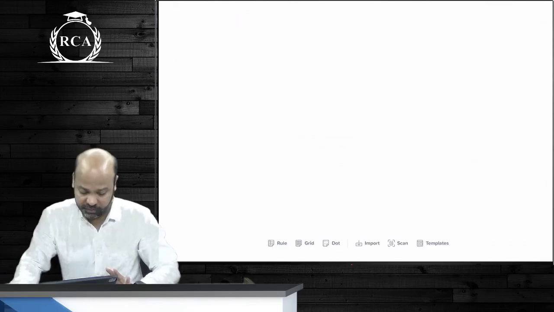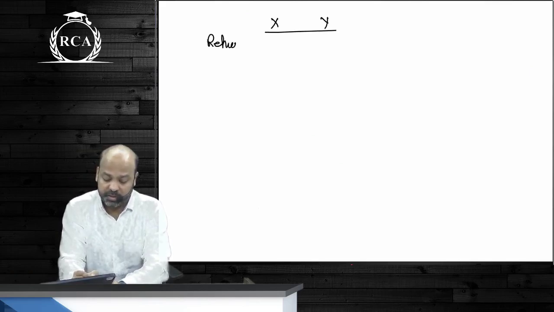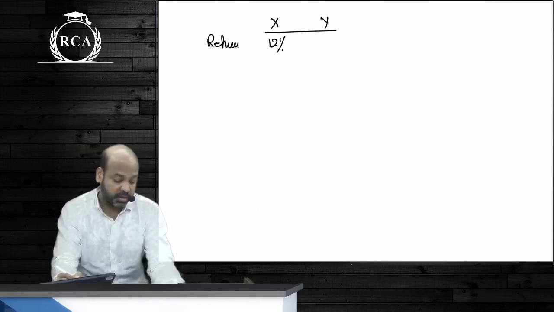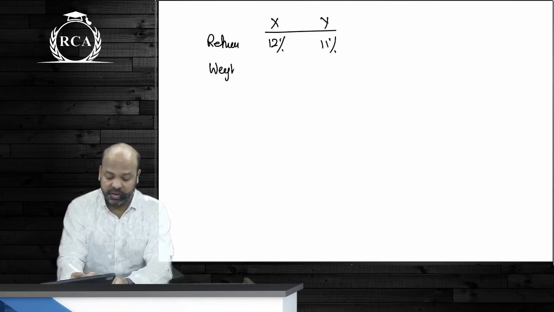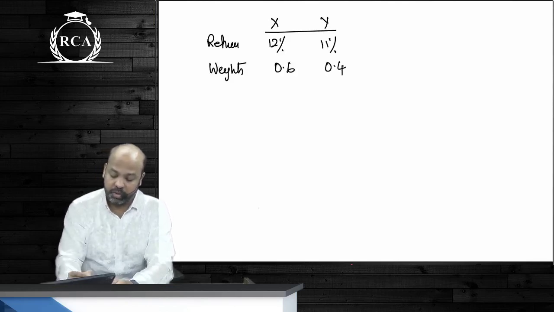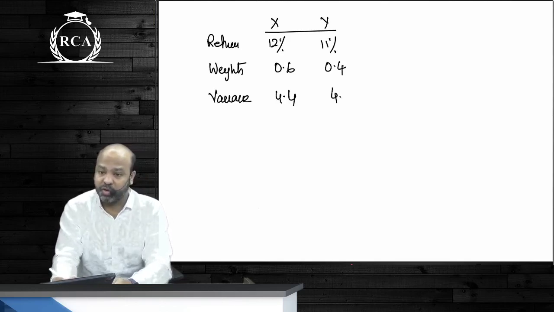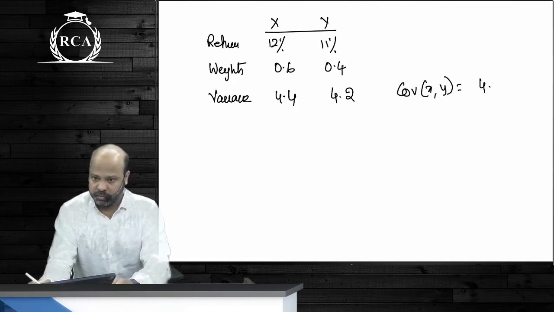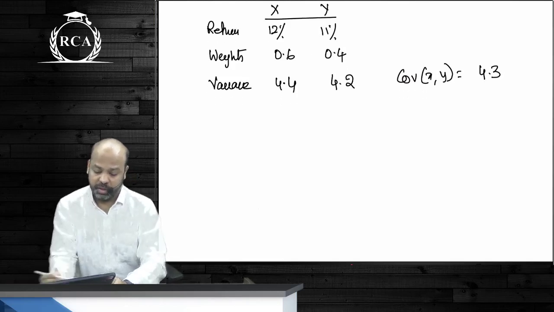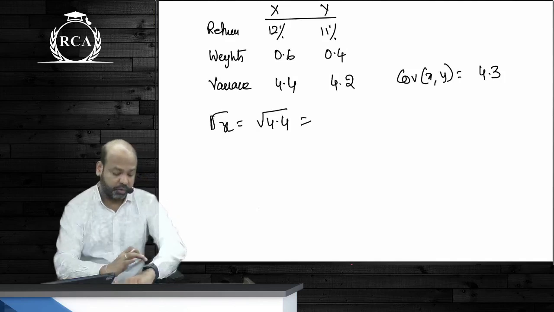Now write the summary of this answer in your notes first. So there is X, there is Y. What is the return of X? 12%. Y's return is 11%. What are the weights of investments, guys? 0.6 and 0.4. Variance of X is 4.4. Variance of Y is 4.2. Covariance between X and Y is 4.3. So the standard deviation of X, the first bit's answer, is straightforward, root over 4.4.